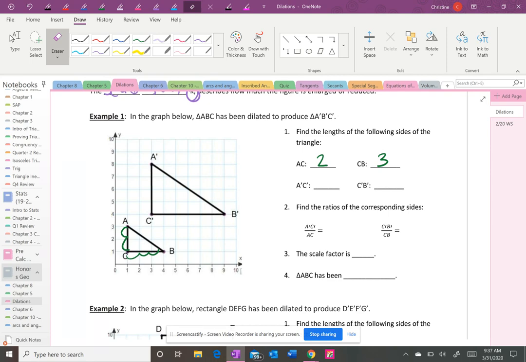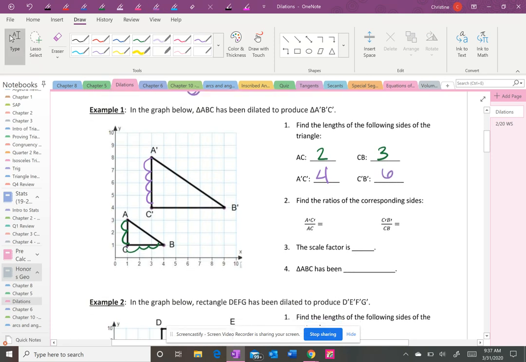Okay, I'm actually not re-recording this, so here we go. The length of AC prime is 1, 2, 3, 4. So this should be 6 because it should double. So the scale factor is 2. So if you want to find the scale factor, if it wasn't that easy to just multiply in your head, you'd put the new over the original. So it's always new over original. So 6 over 3. So the scale factor is 2. And ABC has been enlarged.